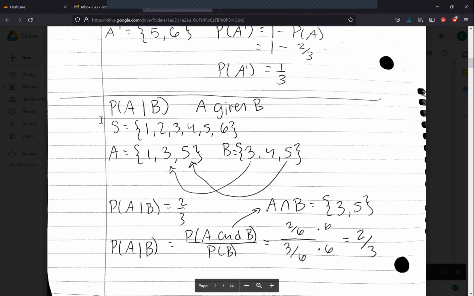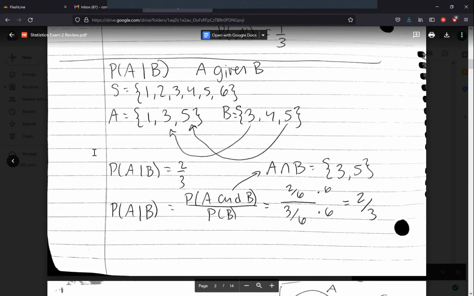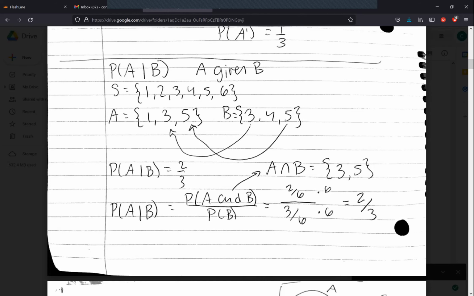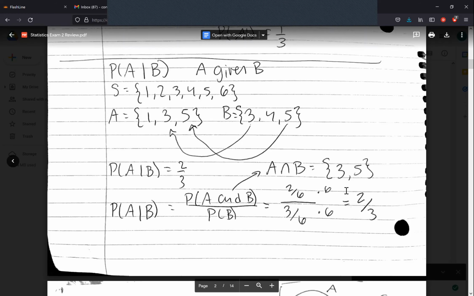Next, we have the probability of getting A given B. Again, using a similar example. The formula is the probability of getting A and B divided by the probability of B. And we found the probability of A and B to be 1/3 or 2/6. And then the probability of getting B is 3/6. So 2/6 divided by 3/6 is 2/3. So the probability of getting A given B is 2/3.